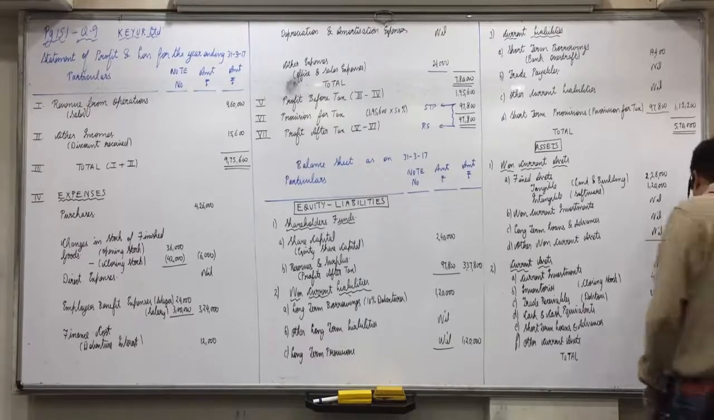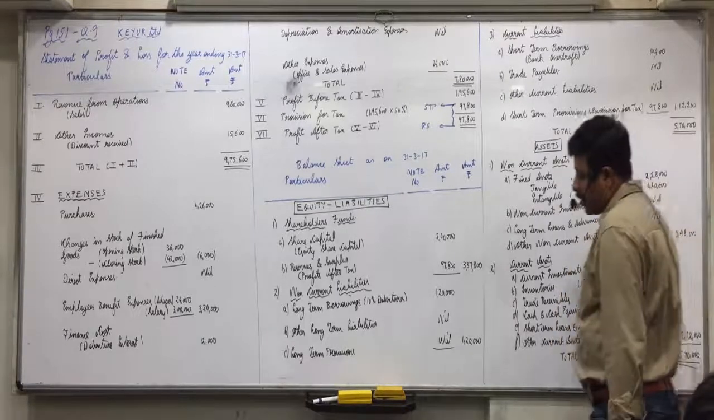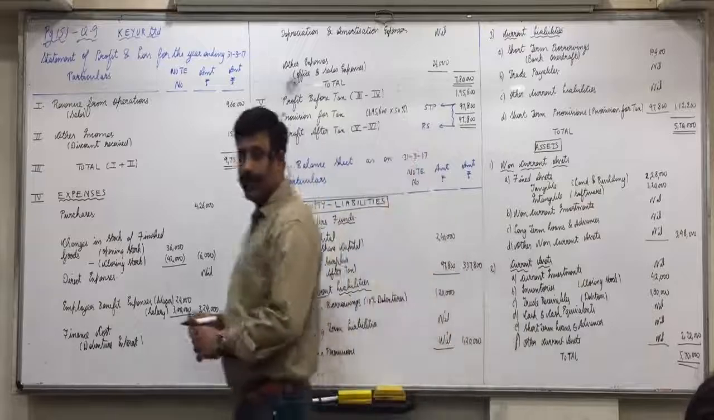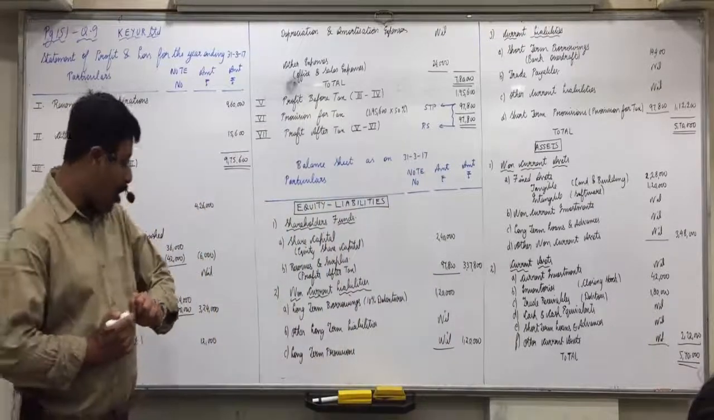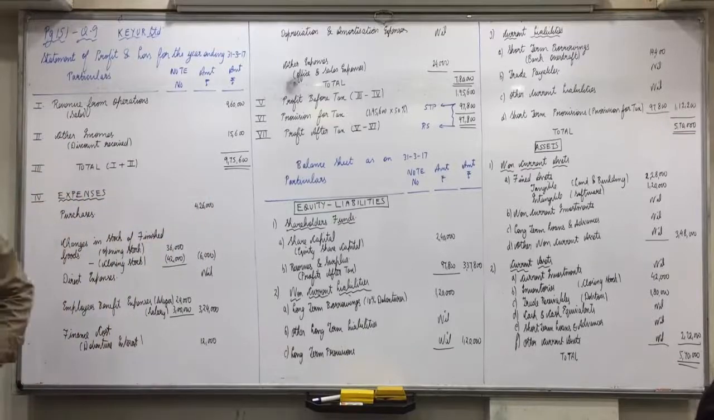2,22,000 plus 348,000, 5,70,000. So the balance sheet should get added. So have all understood this question? Yes. Everyone is clear with it? Anyone having any doubt in this question, raise your hand.